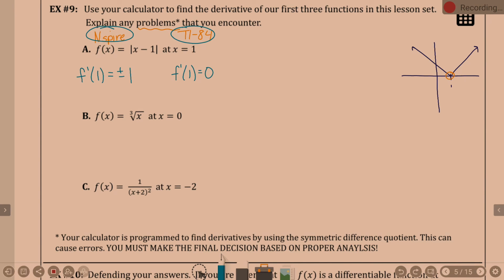Okay? So the comment I will make is you cannot trust the TI-84 at, I'm going to use the word special points. Maybe I should say special cases. Because in reality, at x equals 1, it's not differentiable.